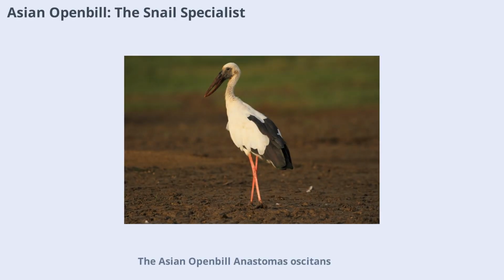Asian openbill, Anastomus oscitans, is a stork with dirty white plumage and glossy black wings and tail. Its unique bill with a gap between the upper and lower mandibles is specially adapted for handling snails, its main prey. These birds are found in paddy fields, lakes, and irrigation canals, feeding on snails, mussels, frogs, and aquatic insects. Their pink legs turn bright during breeding, and they are widespread residents across India.